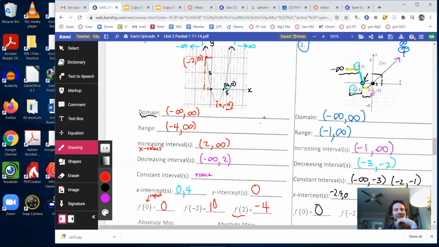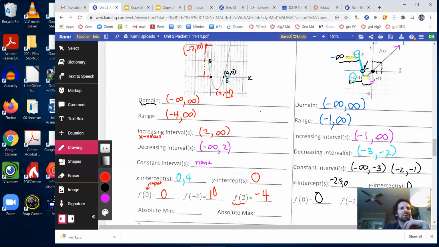All right. The last thing you'll see in this problem is absolute min and absolute max. Those are not concepts we're going to study in this course.